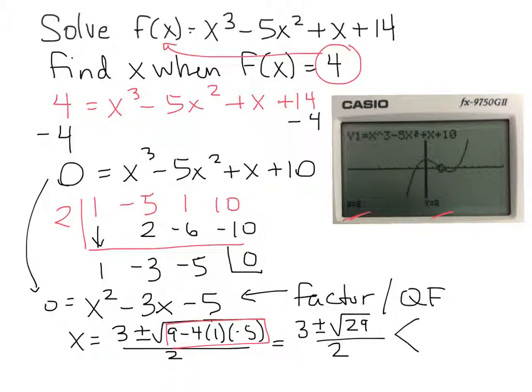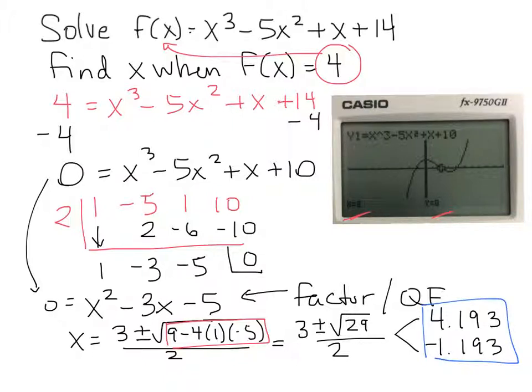So we'll type that in our calculator. 3 plus the square root of 29. Remember to hit enter, then divide by 2. So 4.193, or 3 minus the square root of 29, hit equals, and divide by 2. Negative 1.193. And so we have those two answers right here.